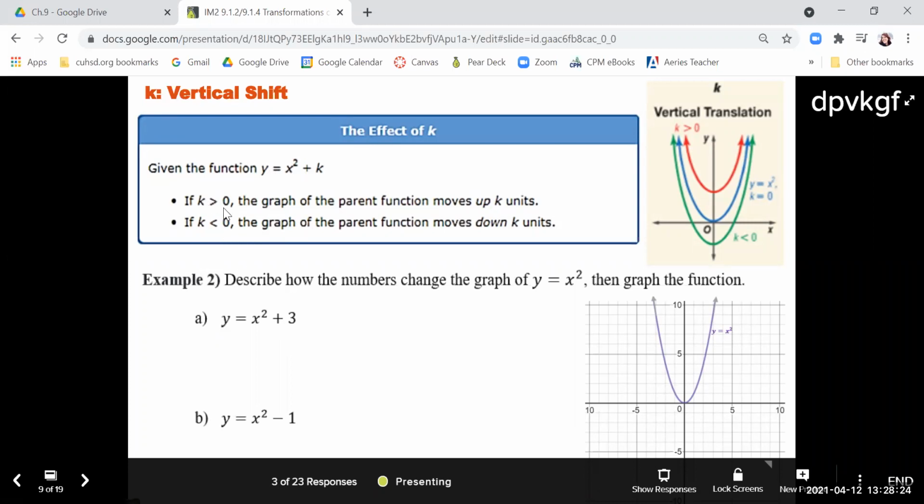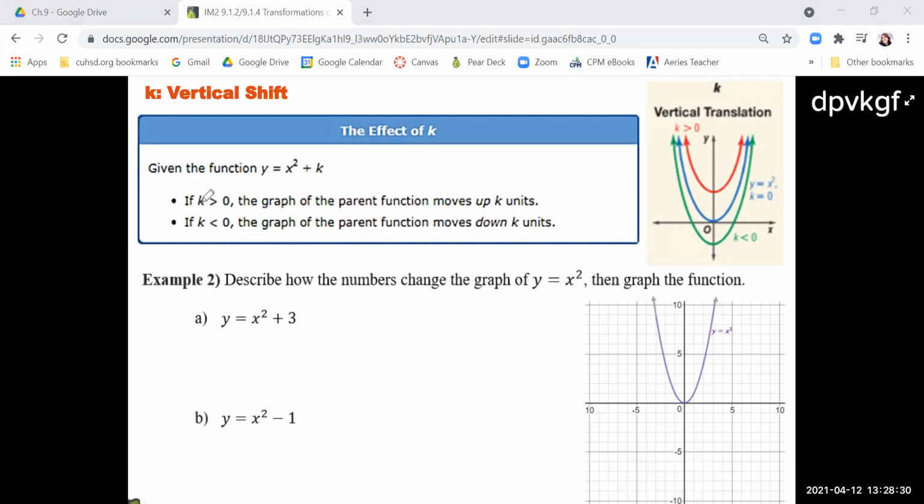If K is greater than 0, a positive number, then we move the parent function up. And if K is negative, less than 0, you move it down. So this one's actually more intuitive. It's like if you see a +3, like in part A, you're going to move the whole graph just up 3 units. Easy peasy. All right, so let's do it. So we've got to identify our K.